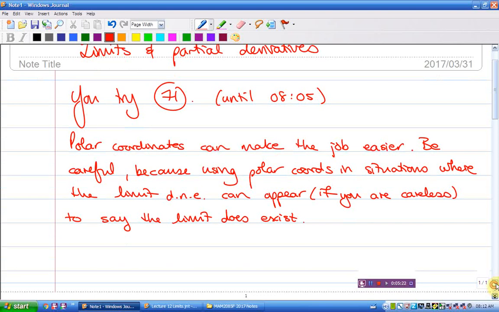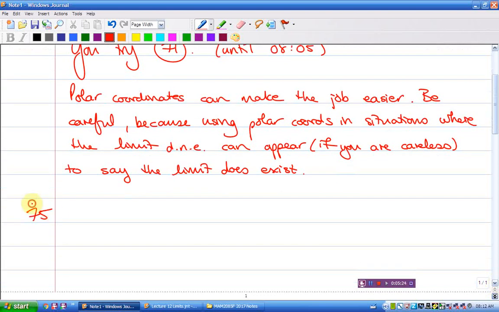Okay, all right. So how would I do? So 75 is a revisit of 70. We want to check out the limit of 3x squared y over x squared plus y squared as (x, y) tends to (0, 0).